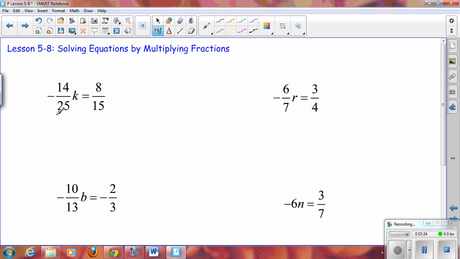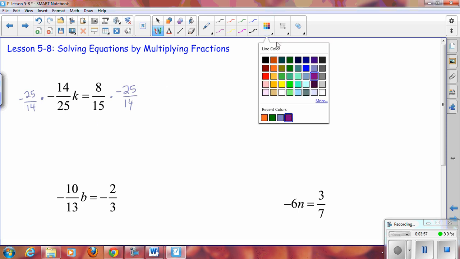Okay, I would like for you to try, well, I'll do the first two, and then you try the second two. All right, so I have negative 14/25 k equals 8/15. Again, we're going to multiply by the reciprocal of the number that is being multiplied by your variable. The reciprocal of negative 14/25 is negative 25/14. Both sides, negative 25/14. Over here, we have k.